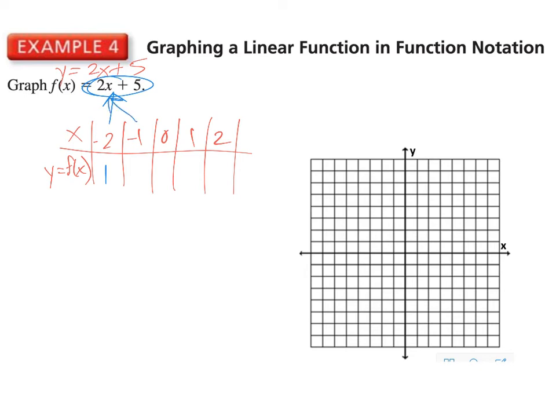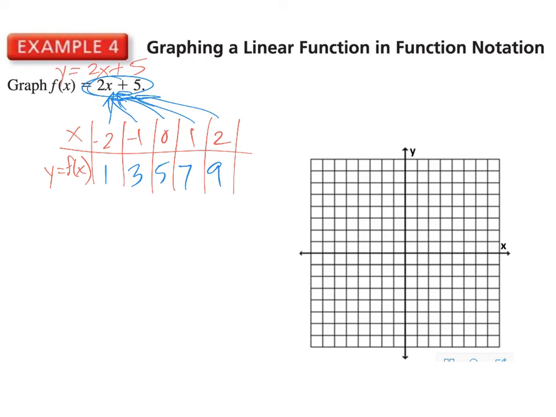Plug negative 1 in here, what do I get? 2 times negative 1 is negative 2, plus 5 is 3. Then I have 0 times 2 is 0, plus 5 is 5. Then I have 1 times 2 is 2, plus 5 is 7. And then 2 times 2 is 4, plus 5 is 9. All right, let's graph all these points.